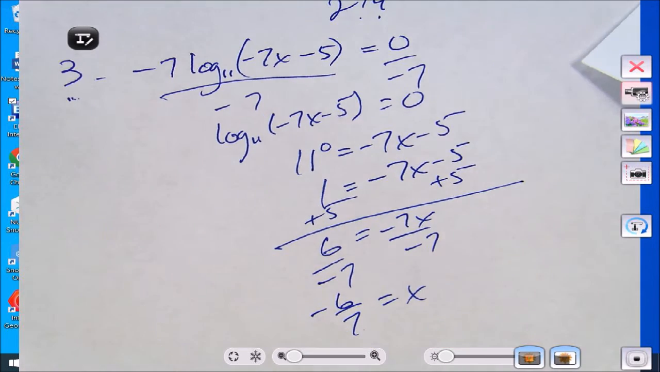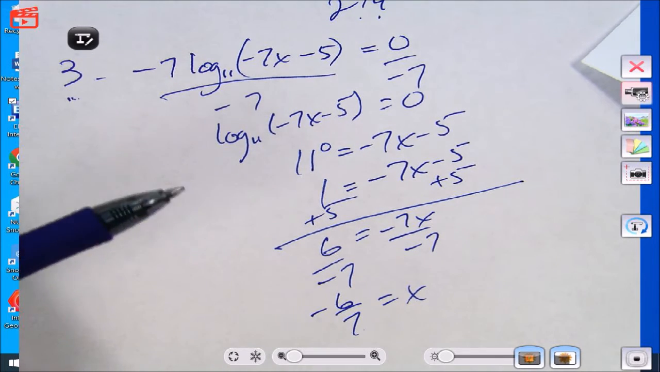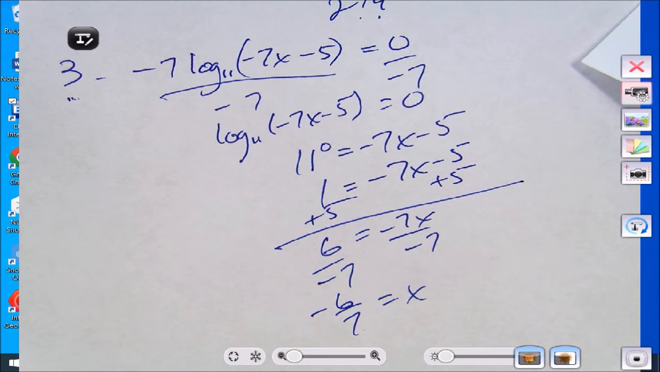Wait, never mind. That doesn't work, because the other thing's negative. Well, if I plug in negative 6/7, it's right. That's how you lose a point. I got 7 and 6 mixed up.